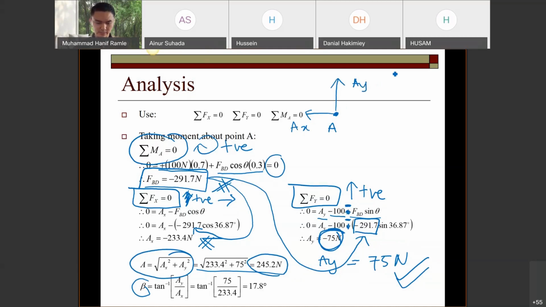Because Ay is positive, you can know the angle. This is your A, and the beta is here. Make sure that you draw this as well in your solution, so you will know where the angle is and where the magnitude of the reaction is. This is your final answer.